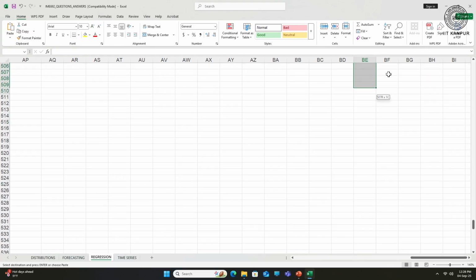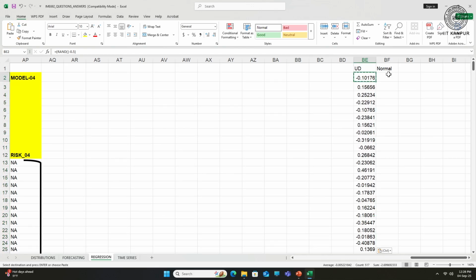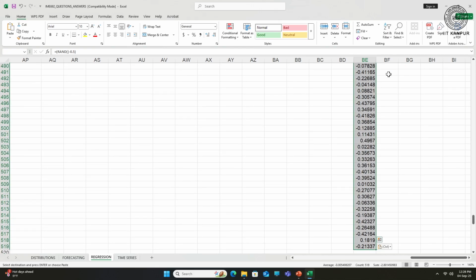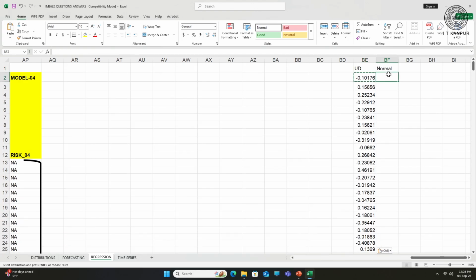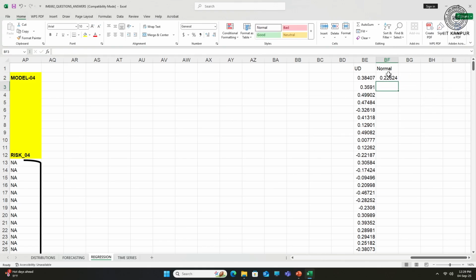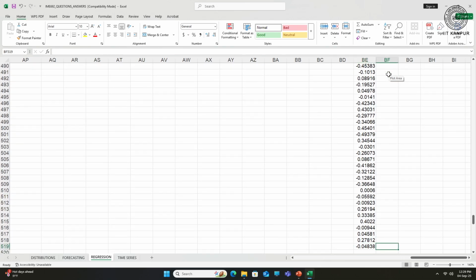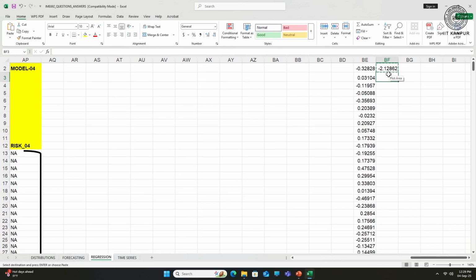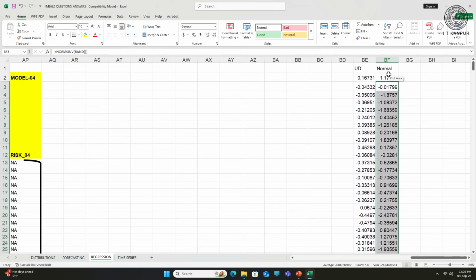I will make some 518 data points, which is good enough. And here I have NORM.S.INV, norm inverse. This will be RAND, because a random number will be generated between 0 and 1. So, I have done. Now, you check. So, I have generated a uniform discrete and a standard normal.